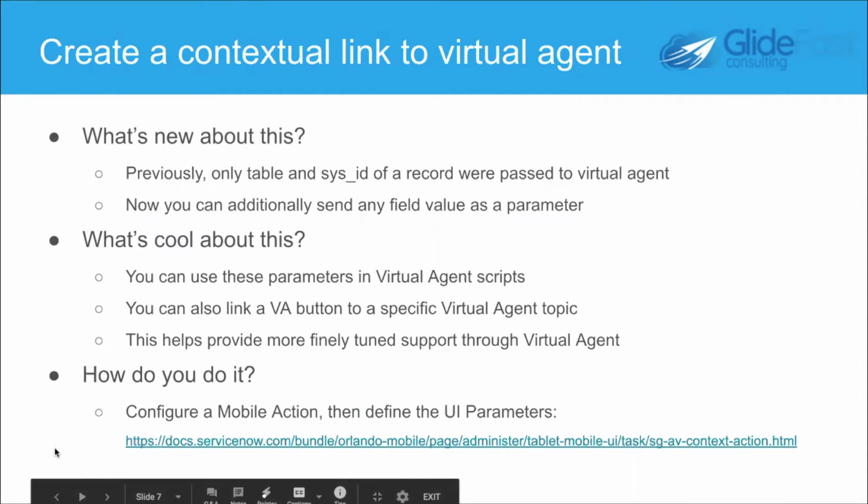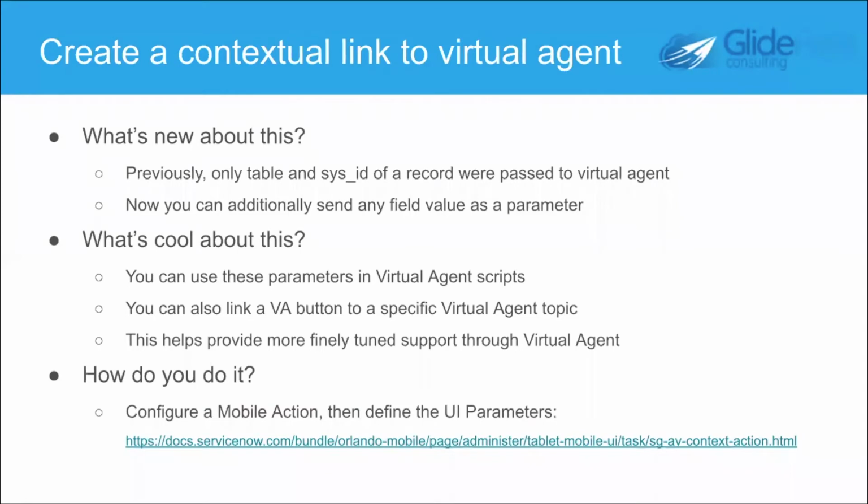What's new is that previously only the table and SysID of a record were passed over to Virtual Agent when a user engaged with the chat. Now, the use case is that the user is on an incident record and engages with Virtual Agent chat. You can now send any fields from that record over as parameters to the chat session. You can also link to specific Virtual Agent topics more easily and provide more finely tuned support. So that's all in the mobile actions.